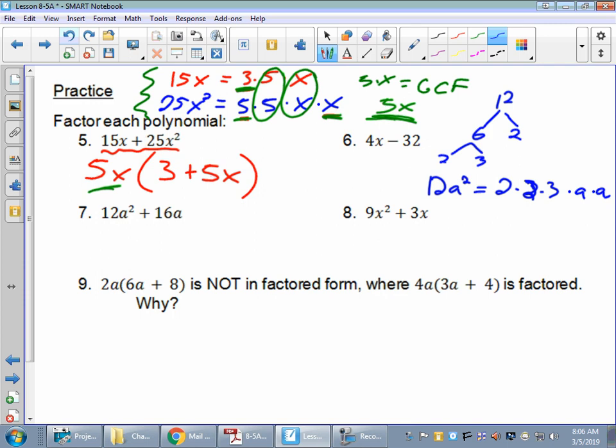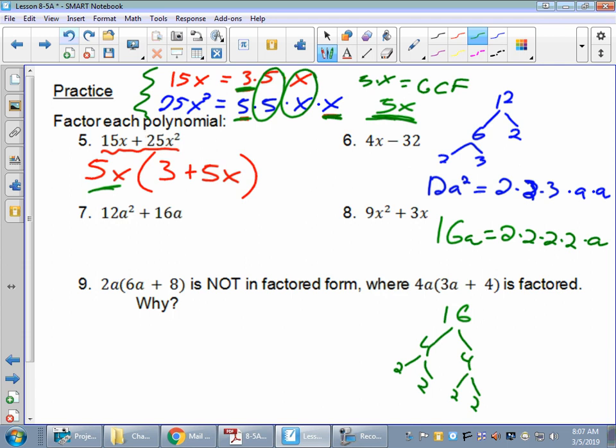And the second term here, which is 16a, we'll do that in green here. 16a is actually going to be 2 times 2 times 2 times 2 times 1a. Because remember, if you broke down 16, it would be 4 times 4, and 2, 2, and 2, and 2. So you'd have that going on for you. All right? And then we have the a to add.